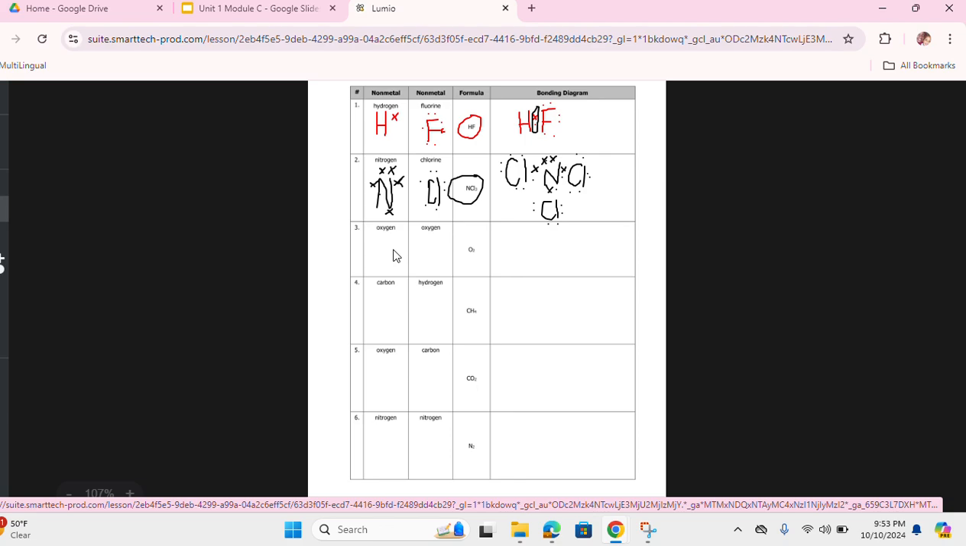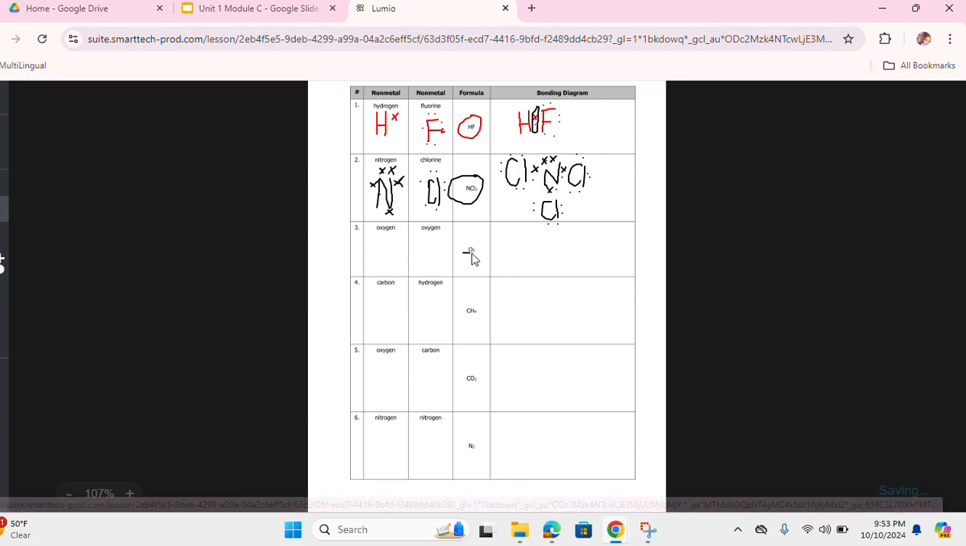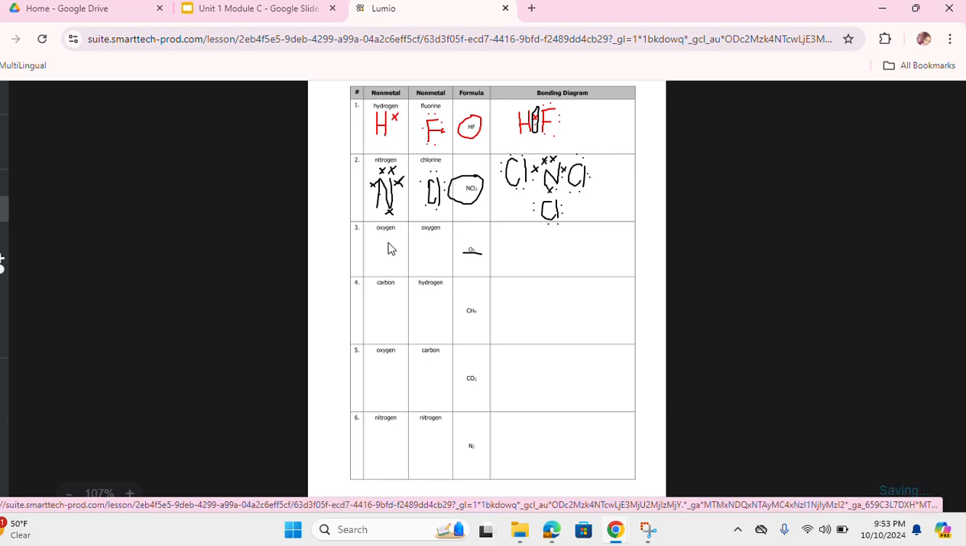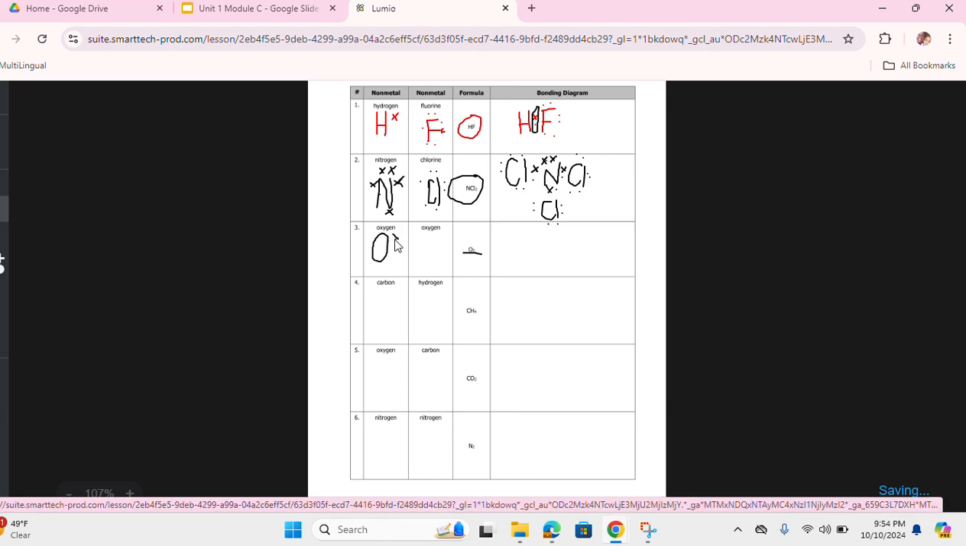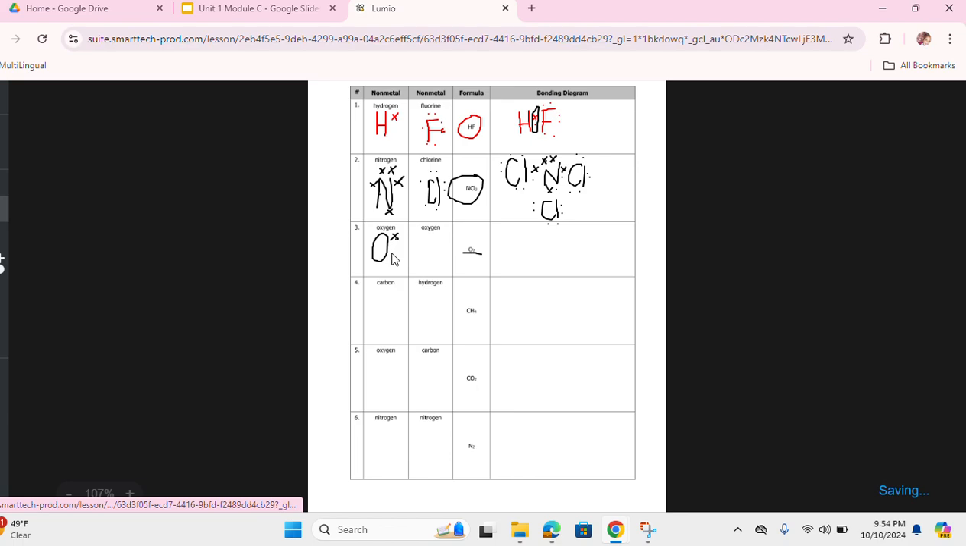Oxygen is another tricky one. Oxygen exists in our atmosphere as O2. So I'm going to take one oxygen and use X's. If you don't want to use X's and you just want to stick with dots, then you should use two different colors so you can see the difference between each element. So my oxygen has 6.